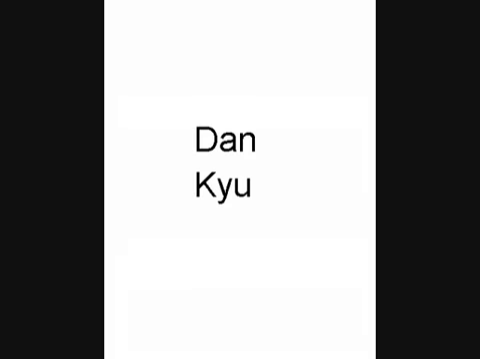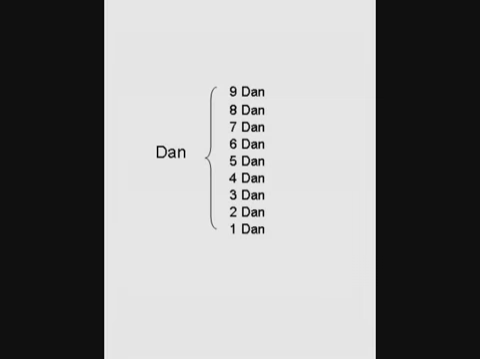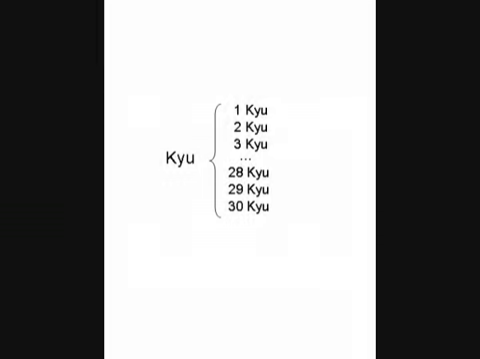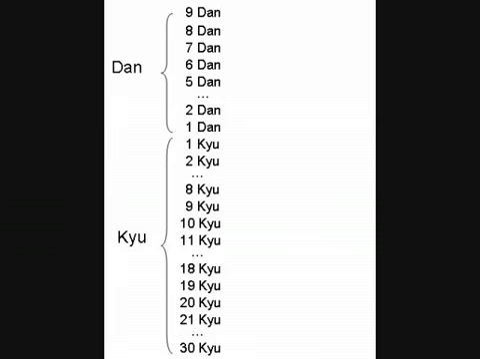Dan is the higher division, Q is the lower one. The Dan levels are numbered starting from 1 Dan and going up to 9 Dan, the strongest. Q levels are also numbered, but the numbers are inverted. The strongest Q players, just below 1 Dan, are 1Q. Next level down is 2Q, and so on. Ranks generally go down to about 30Q.